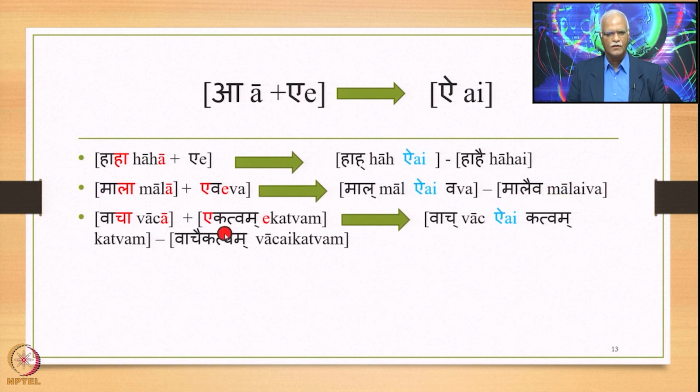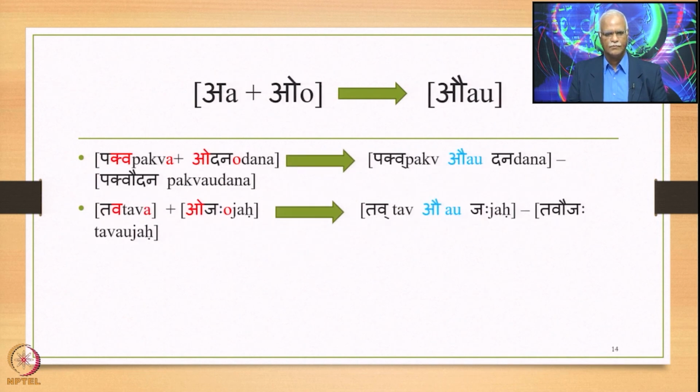So these are also two different words, vacha plus ekatvam, and A coming at the end of this pada, A coming at the beginning of this pada, and so the output generated is Vach I Katvam, Vachaikatvam. Then we go to the next example.